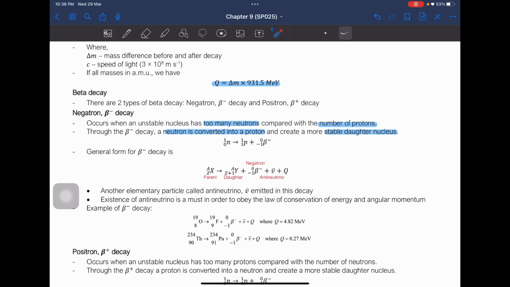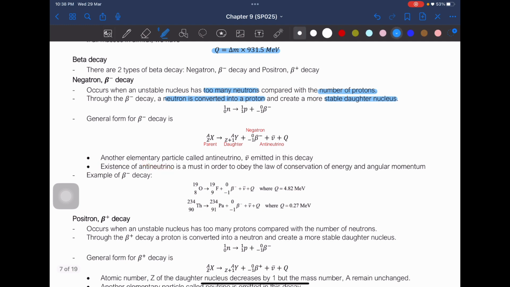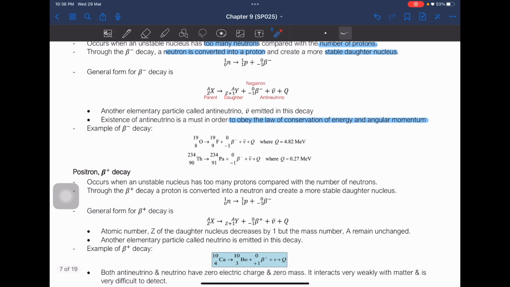Okay, so this anti-neutrino exists in order to obey the law of conservation of energy and angular momentum. Okay, and then, so this is an example of beta decay. This one is the negatron, this is the anti-neutrino.